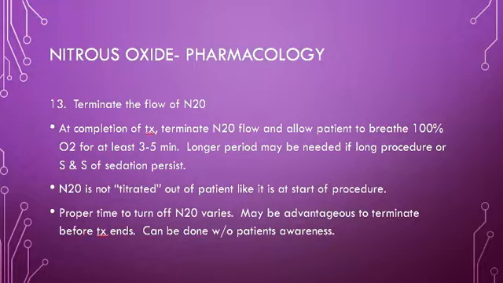Now, nitrous oxide is not titrated out of the patient like at the start of the procedure. You can basically go to 100% oxygen in a very short amount of time. Again, maybe slowly going from, for example, 35% nitrous oxide to 0% nitrous oxide, slowly in 5% to 10% increments until the patient is at 100% oxygen, and you leave them there for 5 minutes.